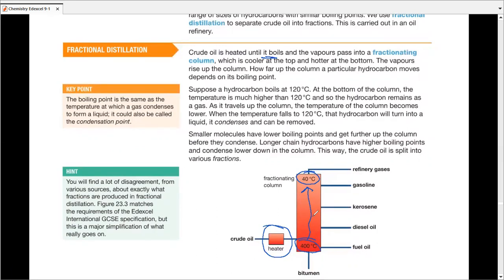Now, how far up a particular hydrocarbon is going to move actually depends upon its boiling point. Suppose a hydrocarbon boils at 120. At the bottom of the column, the temperature is much higher than 120. Of course, that's around 400 degrees centigrade. So it's going to rise up. Anywhere near 120, it's going to get separated.